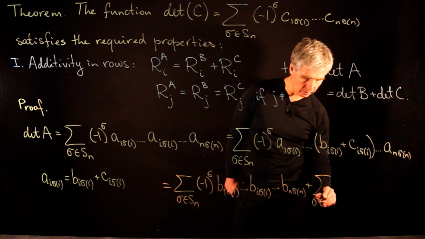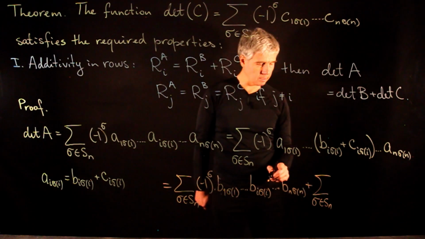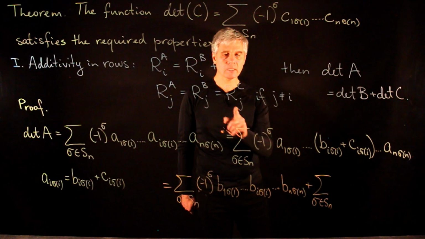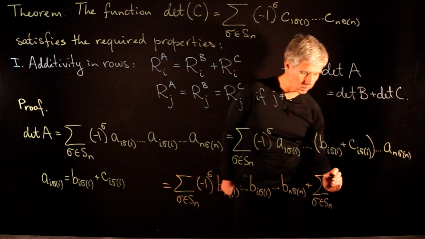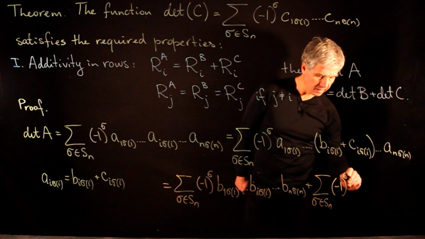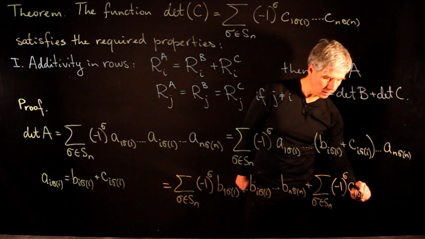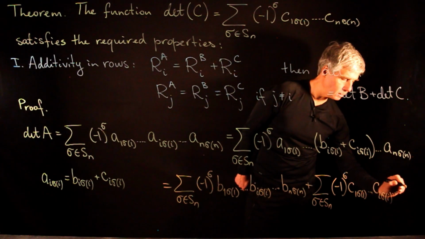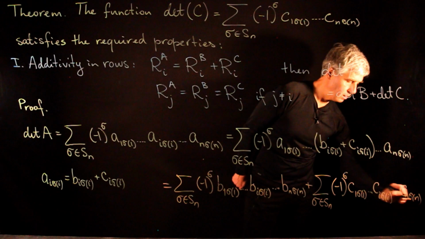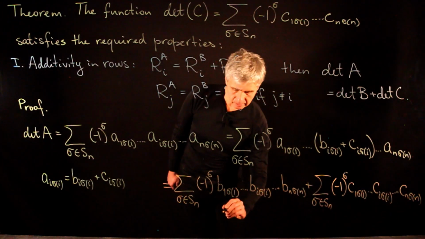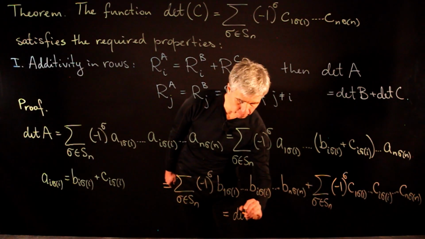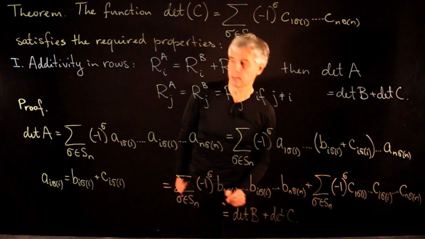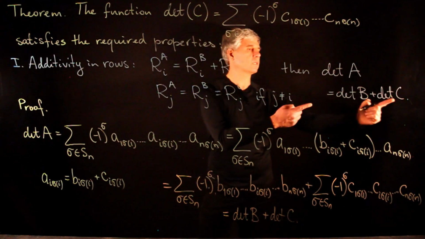the sum over σ in S_n. And now we say that the first row of matrix A is the same as the first row of matrix C. So we get (-1)^σ c_{1,σ(1)} ... c_{i,σ(i)} ... c_{n,σ(n)}. And what we see is that this gives us the determinant of matrix B plus the determinant of matrix C. So that's exactly what we had to show.